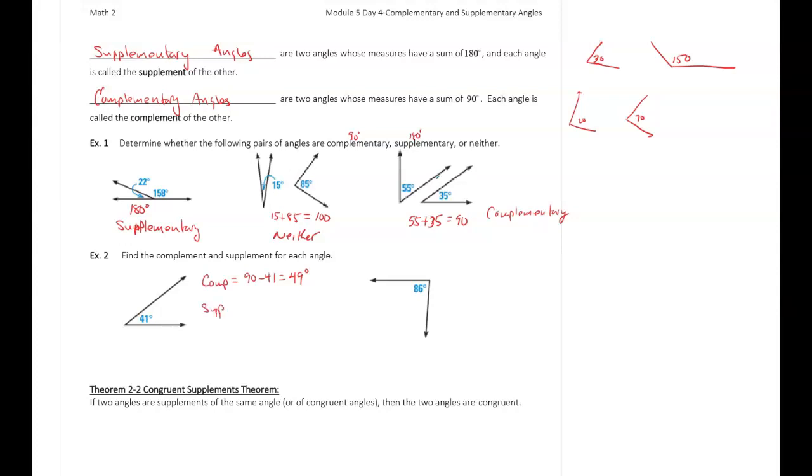Now, the supplement of this angle, you know they have to add up to 180. So what plus 41 would give you 180? Well, that would be 180 minus 41 degrees, which is 139 degrees. Okay? Pause the video and try the next example on your own.